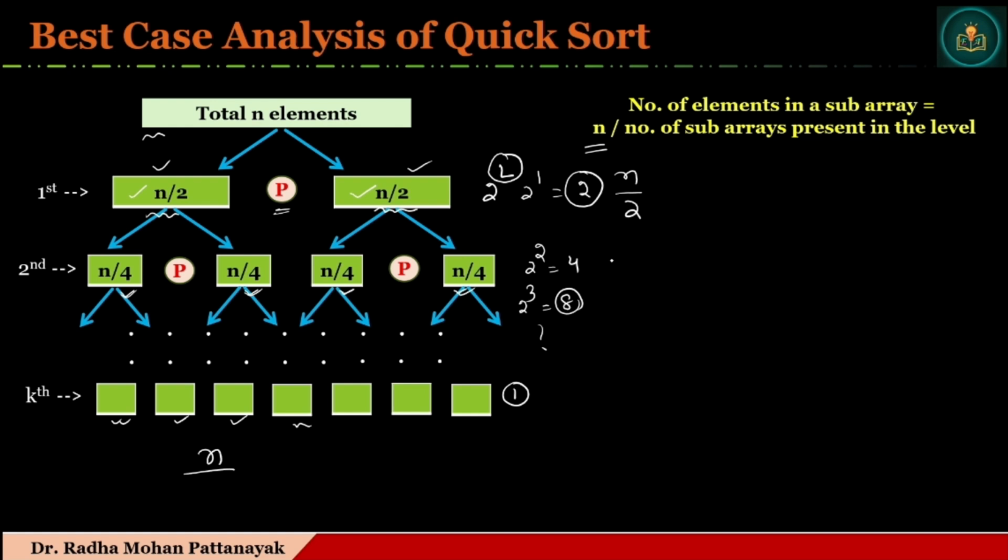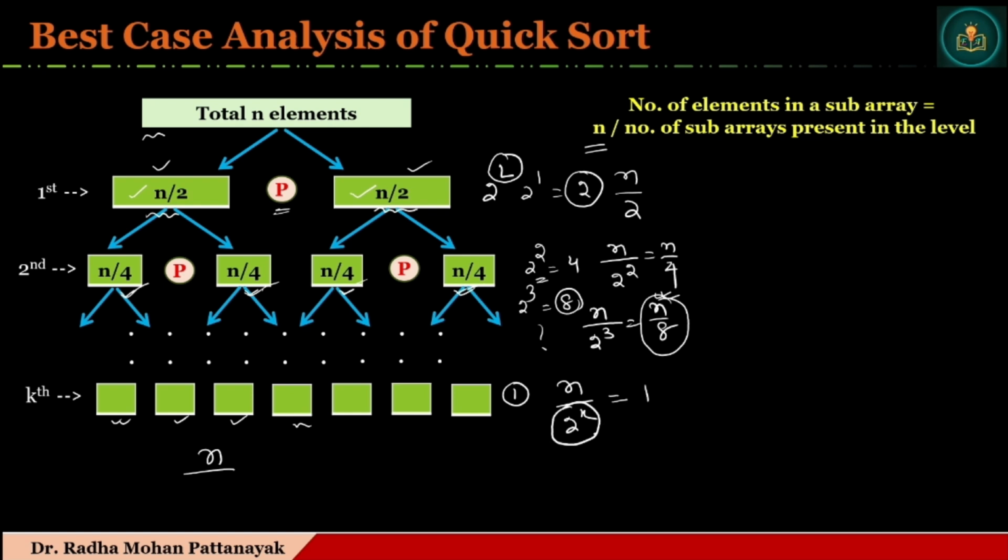Similarly, in the second level, we can find the number of elements as n divided by the total number of subarrays present in that level, that is 2 to the 2. So we will get n by 4. See here, every subarray contains n by 4 elements. Like this, in the third level, how will you find it? n divided by 2 to the 3, that equals n by 8. Clear? So in this way, assuming that the partition method will stop the divide process, we can write that n by 2 to the power k equals 1.